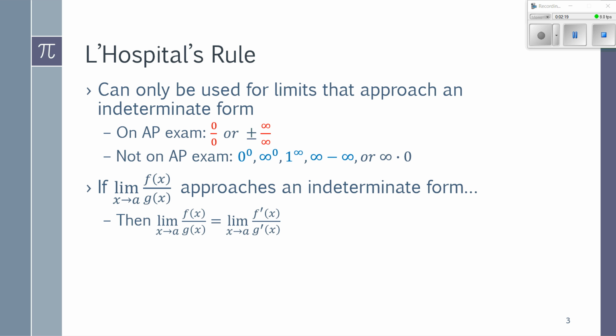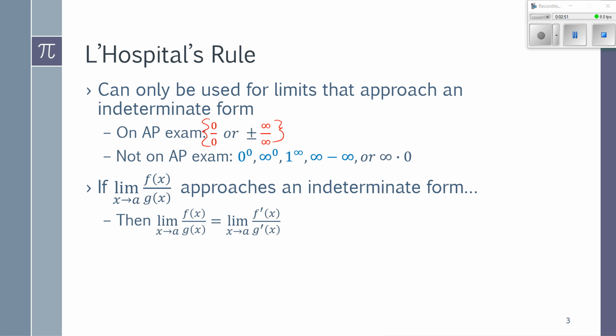If there's time in the classroom, we will look at some of these so that you can just get exposed to them. But you will definitely see this on the AP exam with limits that approach 0 over 0 or positive or negative infinity over infinity. So this is specifically for those two indeterminate forms. We're dealing with rational functions here. In other words, we have a function in the numerator and a function in the denominator.